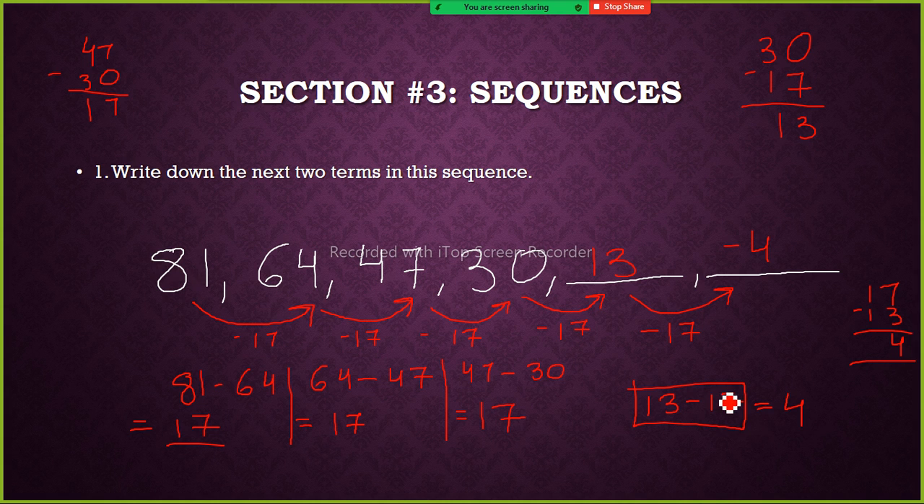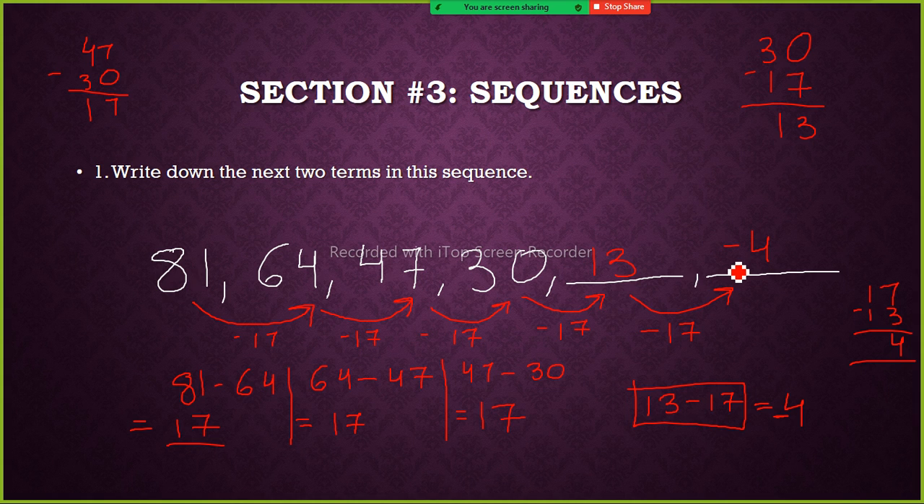But if we look at this number, there's actually a -17. So because 17 is negative and it's higher than 13, we have to add the negative. All right. So it's -4. And so that's our answer there. So we have 13 and -4. Those are our answers.